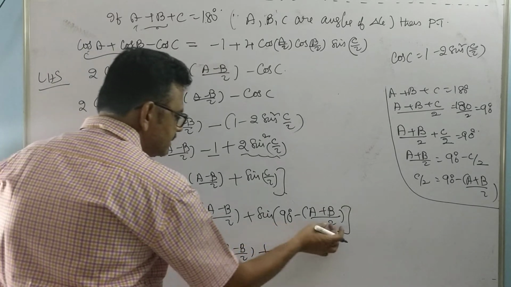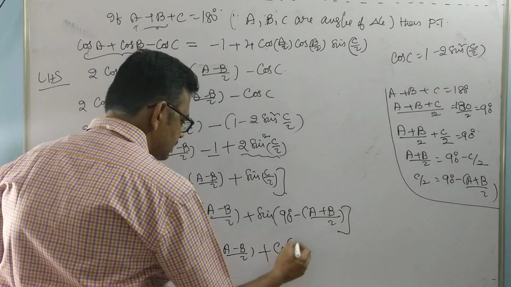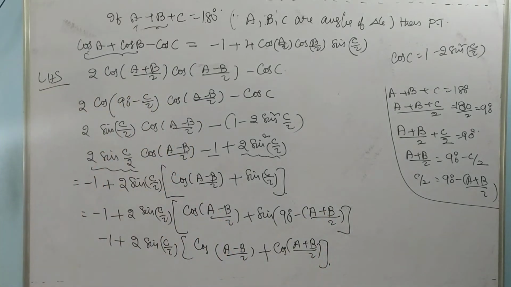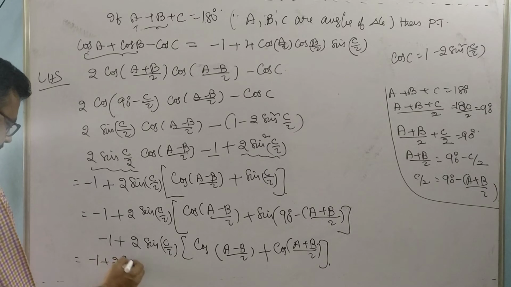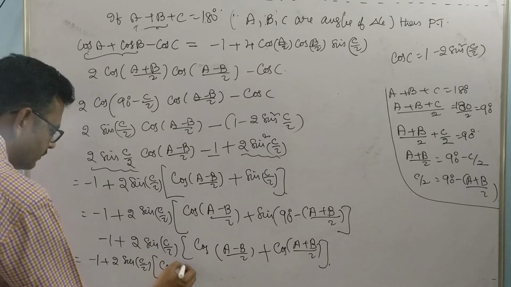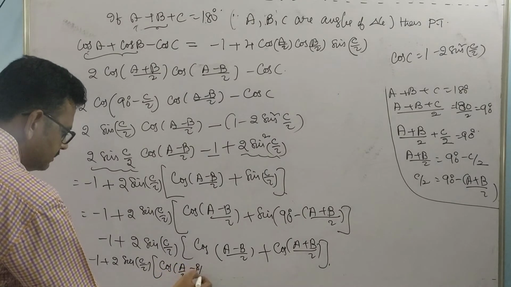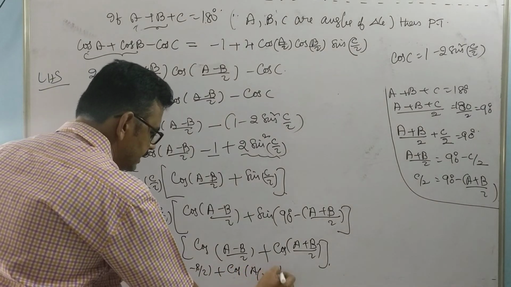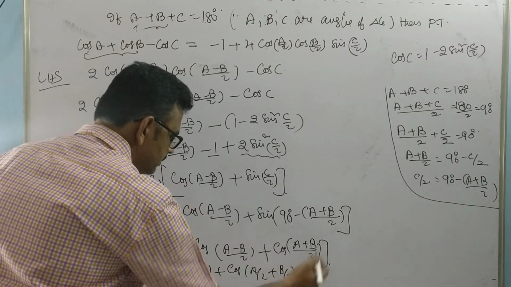So sin of (90 minus theta) is cos theta. So this is cos of (A plus B)/2. Okay, that is equal to minus 1 plus 2 sin C/2 into cos of (A/2 minus B/2) plus cos of (A/2 plus B/2).